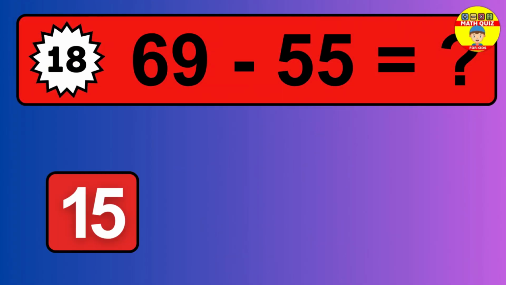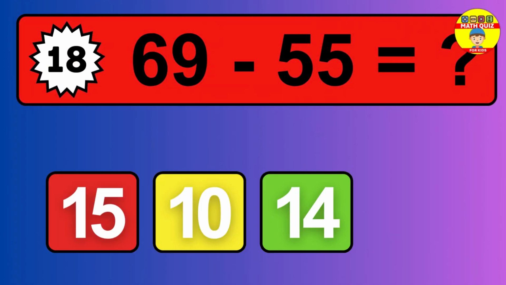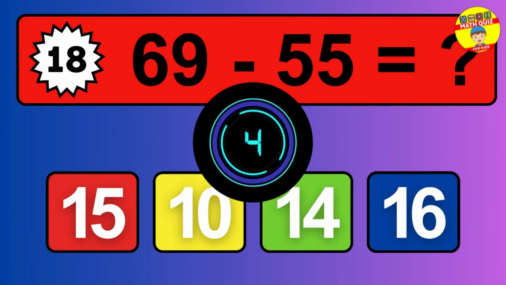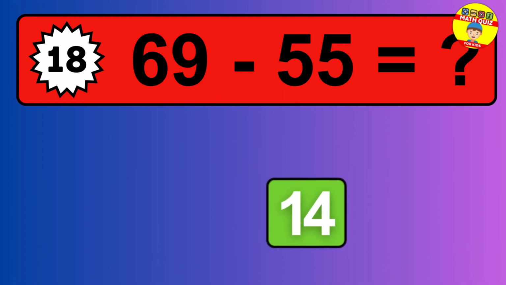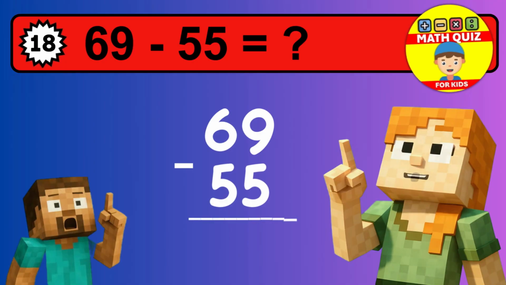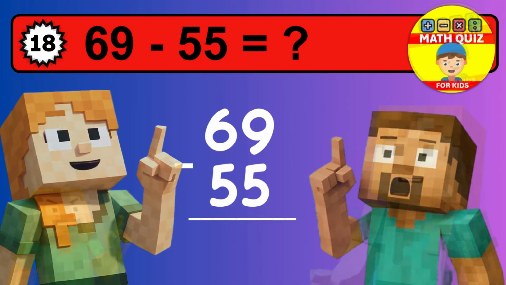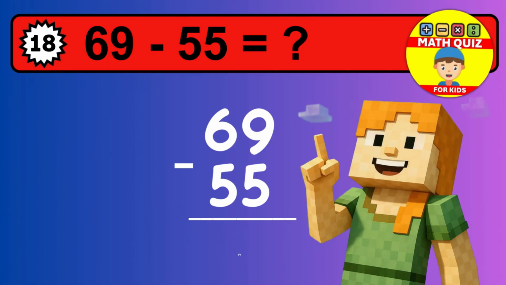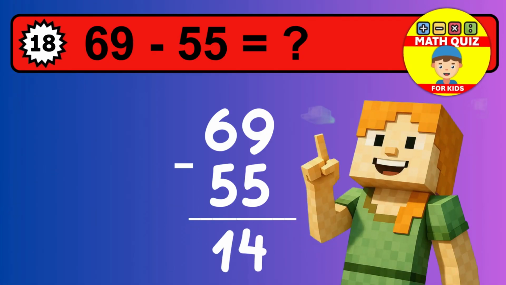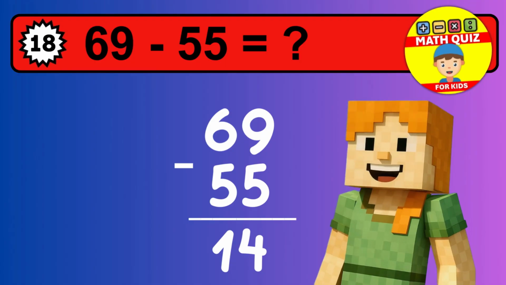What is 69 minus 55? Time to think. Let's solve this step by step. We start with the units. 9 minus 5 is 4. Then we go to the tens. 6 minus 5 is 1. The final answer is 14.